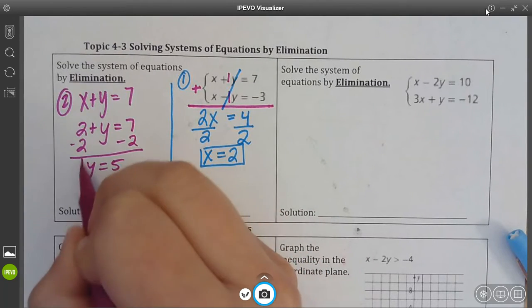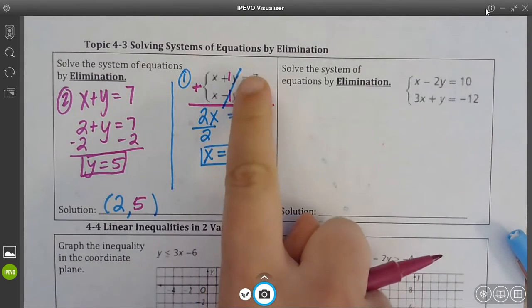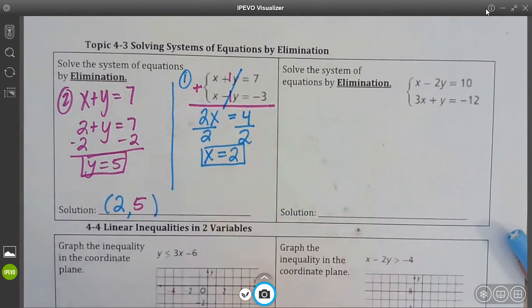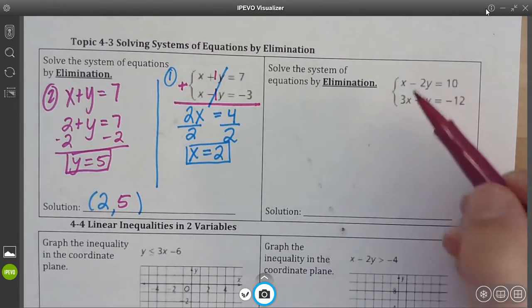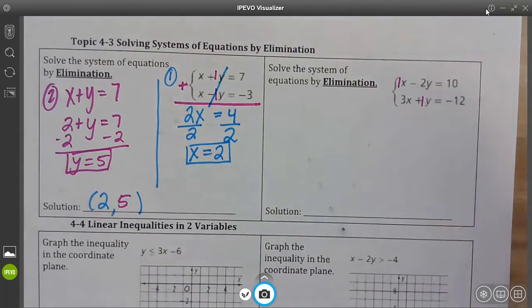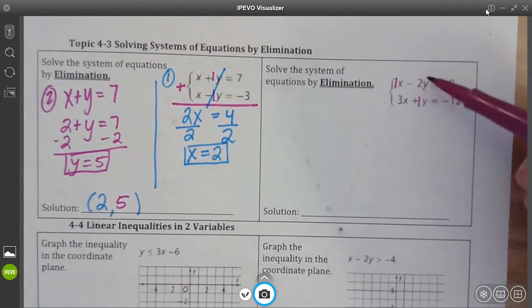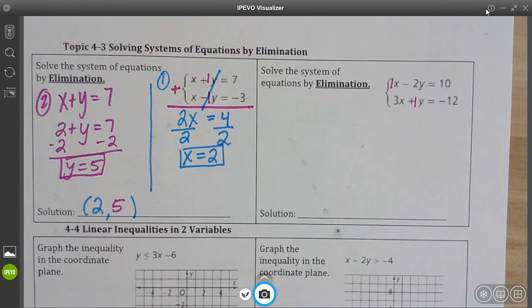And I can put that in my ordered pair. So elimination works when we have the same coefficient with opposite signs. If we look at our second problem here, none of these coefficients are matching up with each other, but I do have opposite signs. This is a negative 2 and this is a positive 1. So what I'm allowed to do is do a little bit of algebra to make this work.